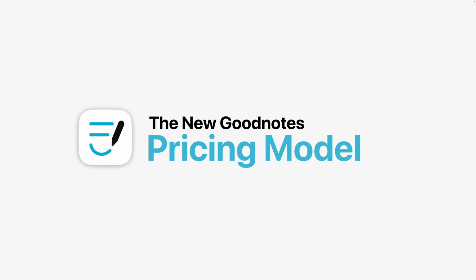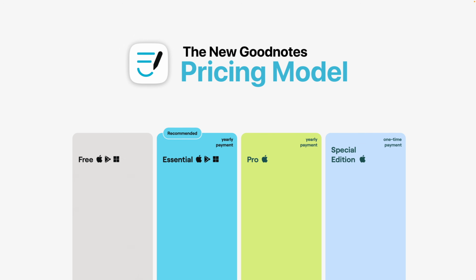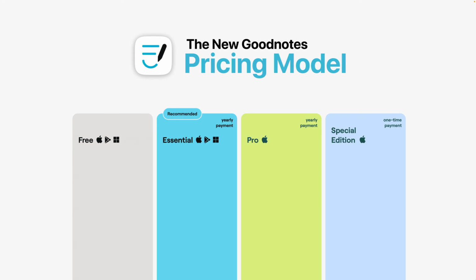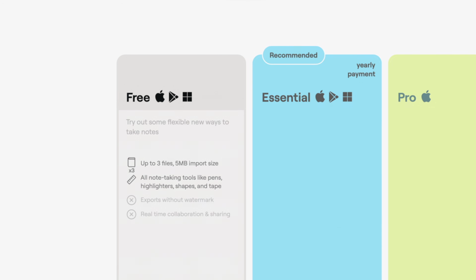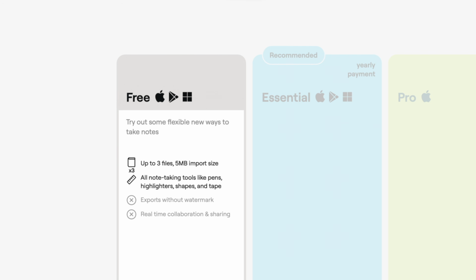But for now, as an individual, there are 4 GoodNotes plans you get to choose from when you use the app. So firstly, we've got the free version of GoodNotes, which I'm really glad that they have kept. It's sort of like a demo version of the app. It allows you to create up to 3 files in the document.